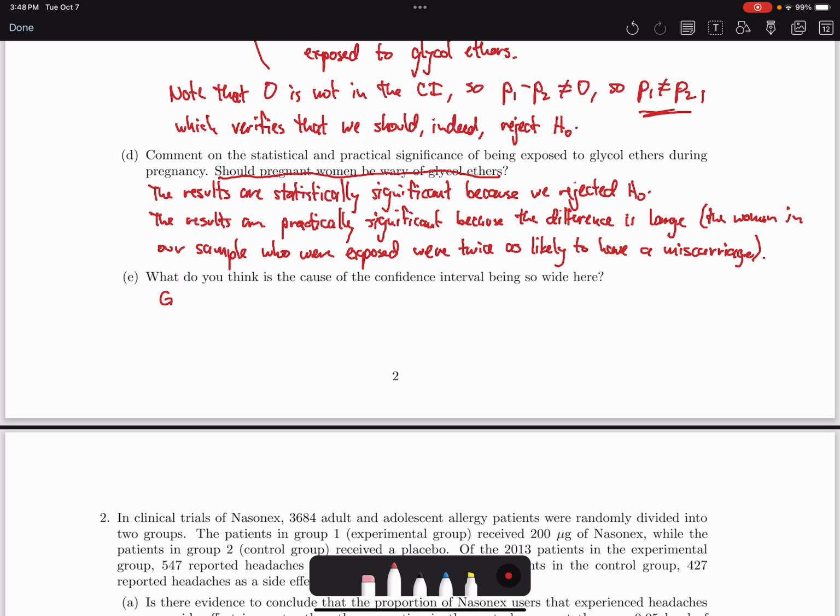So group 1 had a fairly small sample size. So we can't get a very precise estimate.